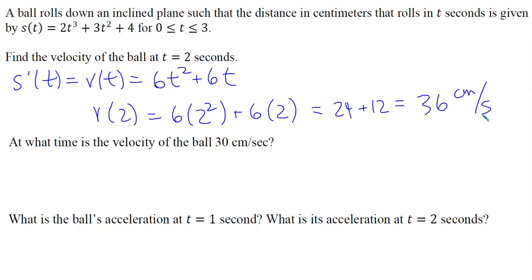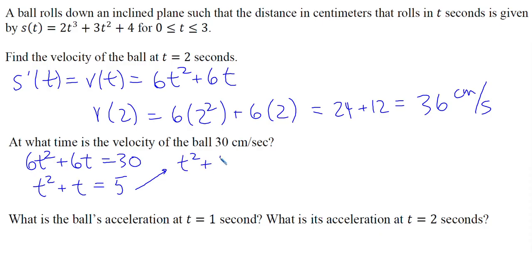We want to know at what time is the velocity of the ball 30 centimeters per second. So we just need to set our velocity function, which we just found, 6t squared plus 6t, equal to 30. And these can all be divided by 6 here, so we'll end up with t squared plus t equals 5. Or, since that one's not as nice for completing the square, t squared plus t minus 5 equals 0, and it doesn't factor. So we can use the quadratic formula.